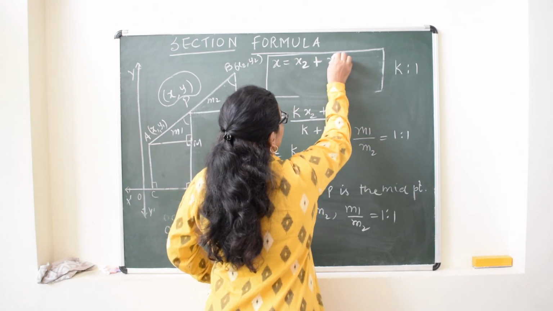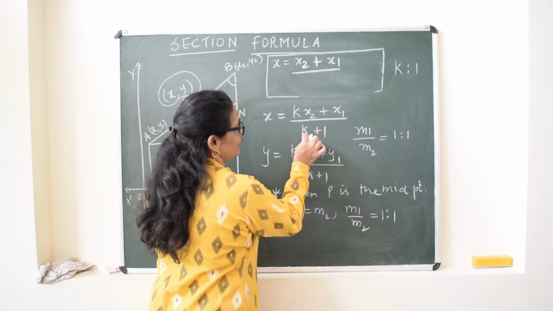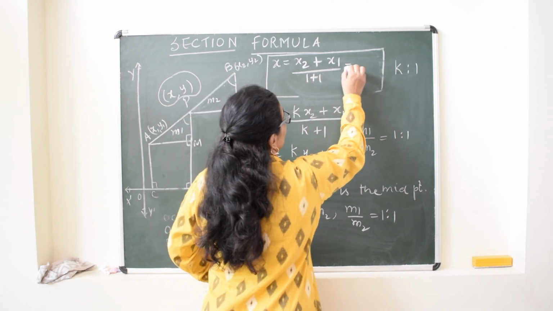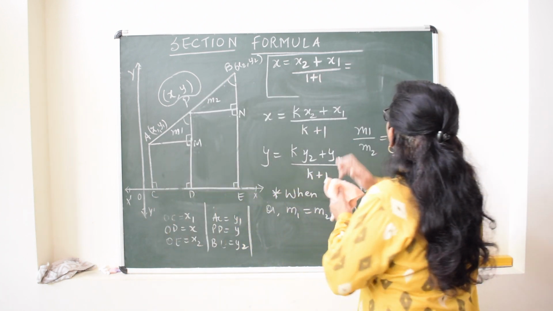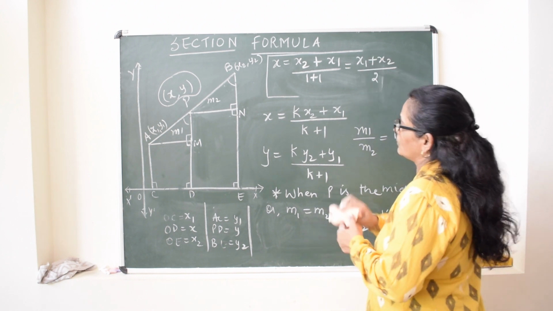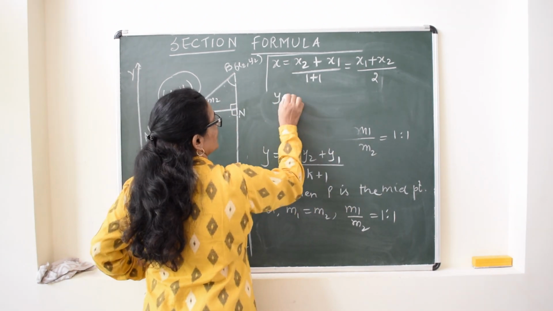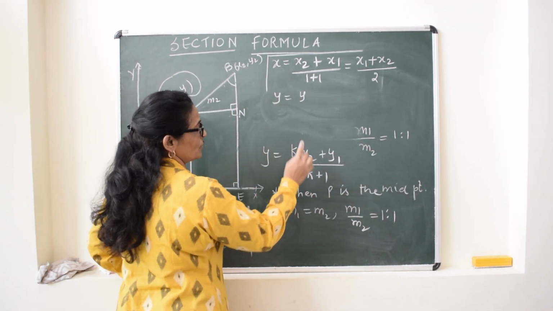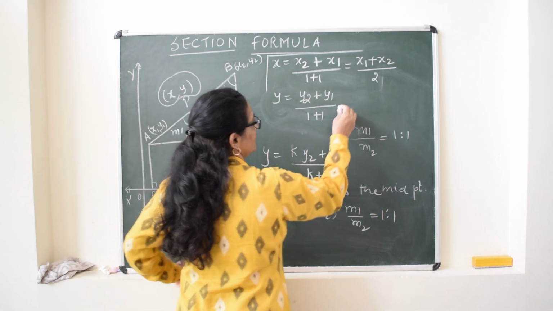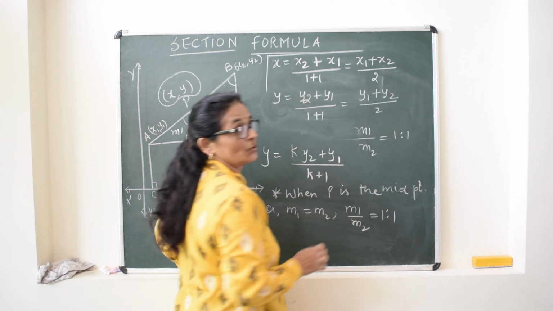(x2 + x1) upon 1 plus 1. Now this is 1:1, meaning in place of this also 1 and in place of this also 1. So 1 plus 1. So that is (x1 + x2) upon 2. Similarly, the value of y will be, here we can substitute (y2 + y1) upon (1 + 1), that is (y1 + y2) upon 2.